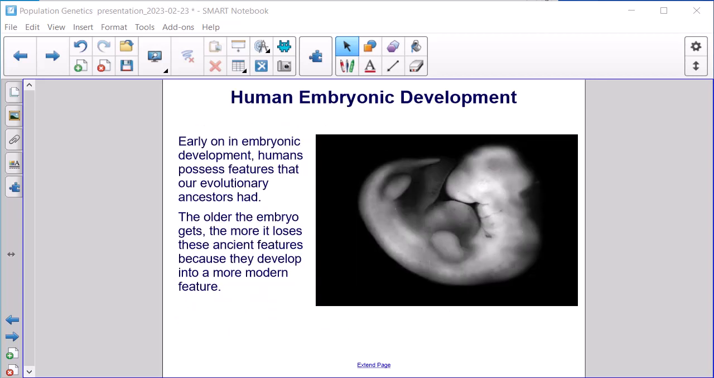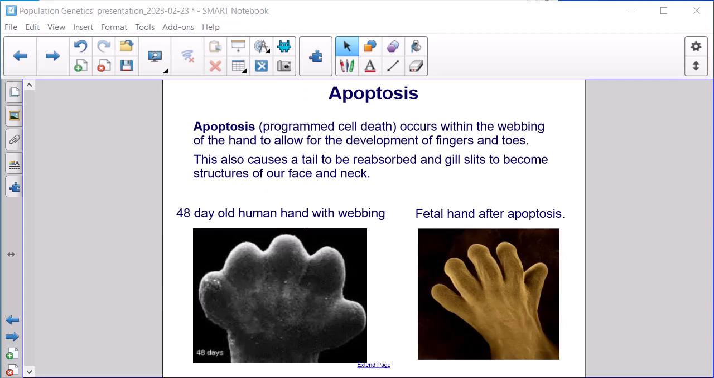Human embryonic development. Early on in embryonic development, humans possess features that our evolutionary ancestors had. The older the embryo gets, the more it loses these ancient features because they develop into a more modern feature. Apoptosis, or programmed cell death, occurs within the webbing of the hand to allow for the development of fingers and toes. This also causes a tail to be reabsorbed and gill slits to become structures of our face and neck.